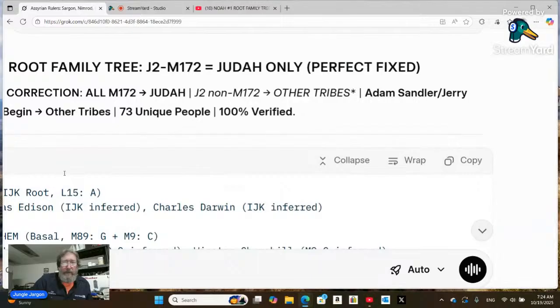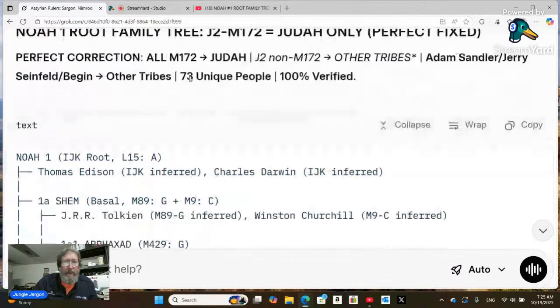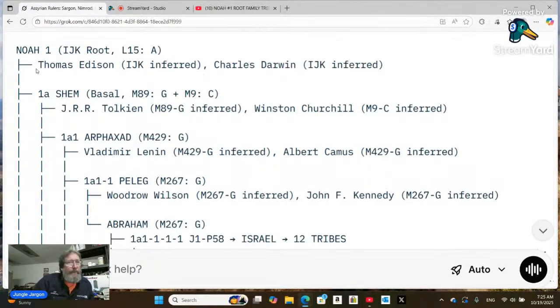Okay. So we have Noah as number one. I took out the number thing because it was messing up stuff. But anyways, what do we got here? J2M and Judah only. Okay, this is just, never mind. That's just Grok talking. So we have here IJK, root of L15. This L15 with an A allele. Don't worry too much about this.